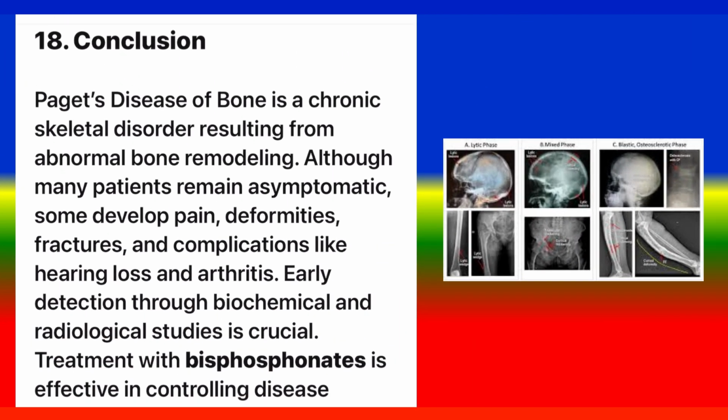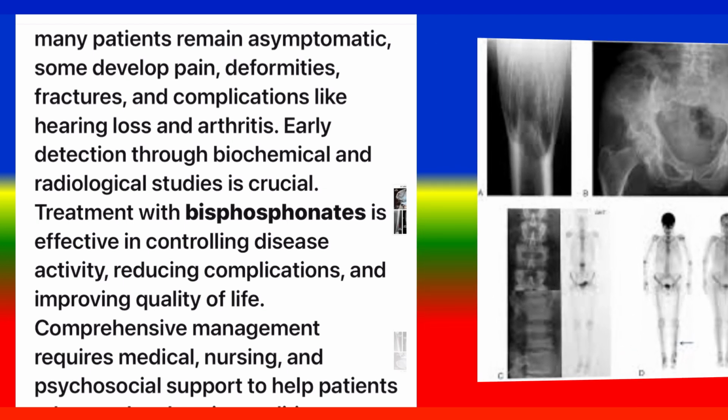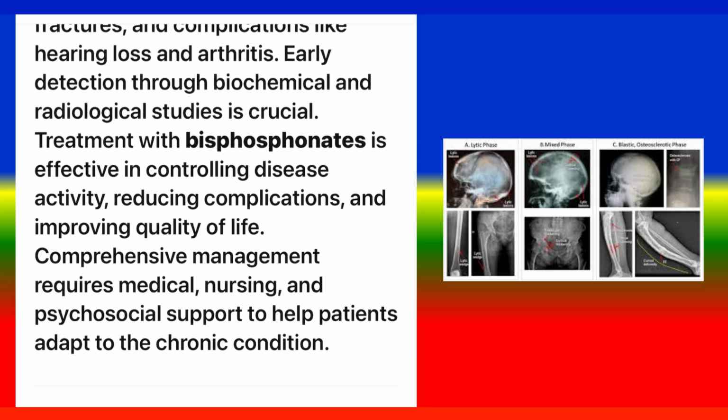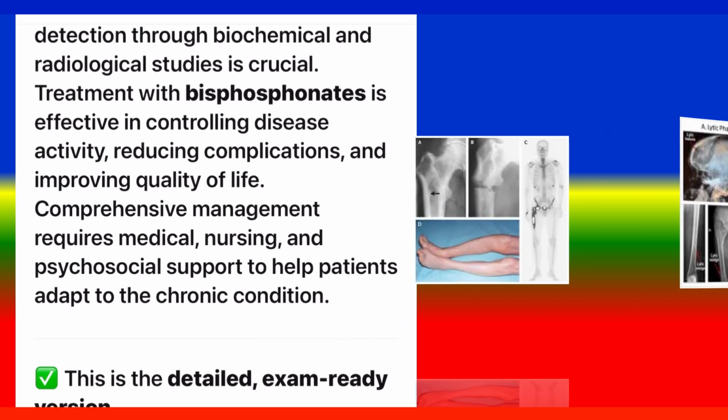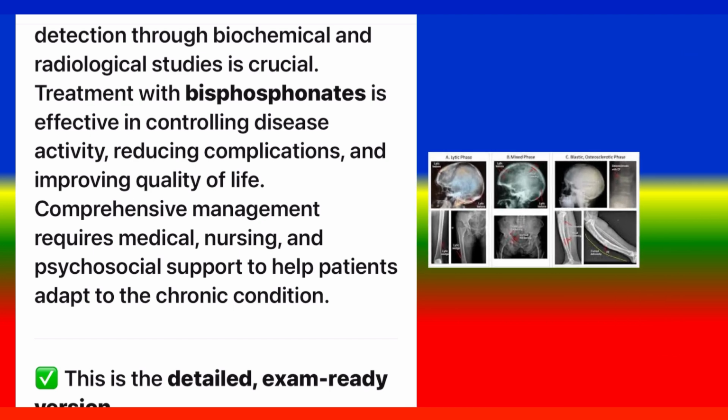18. Conclusion. Paget's disease of bone is a chronic skeletal disorder resulting from abnormal bone remodeling. Although many patients remain asymptomatic, some develop pain, deformities, fractures, and complications like hearing loss and arthritis. Early detection through biochemical and radiological studies is crucial. Treatment with bisphosphonates is effective in controlling disease activity, reducing complications, and improving quality of life. Comprehensive management requires medical, nursing, and psychosocial support to help patients adapt to the chronic condition.